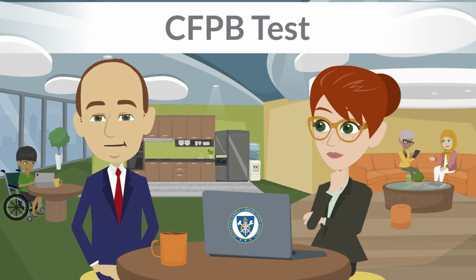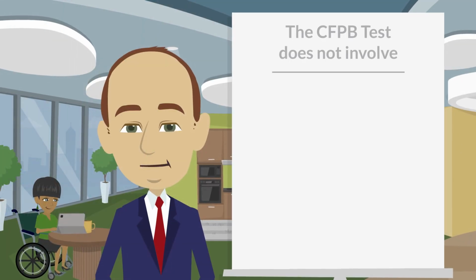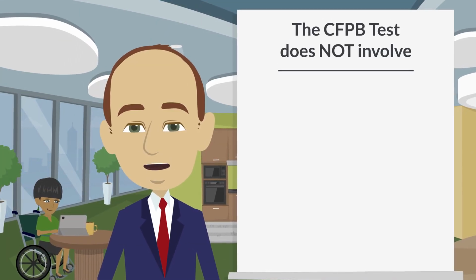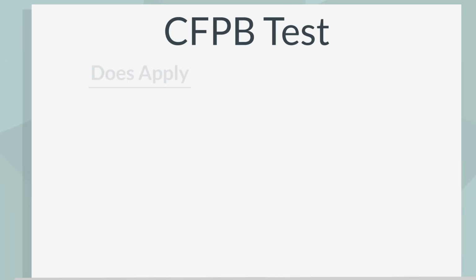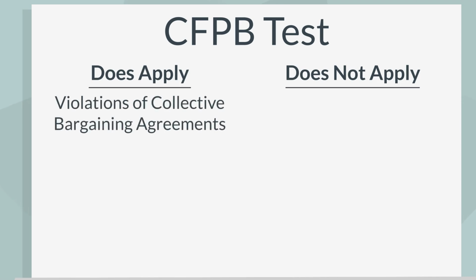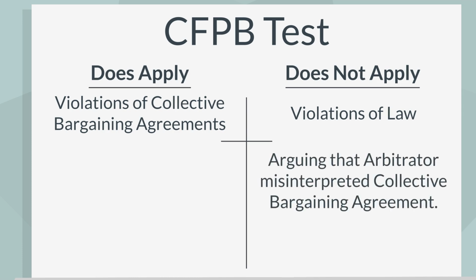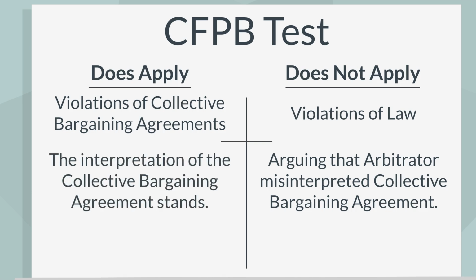So, let's dig into the CFPB test. You can read the four-part test in 73 FLRA 670. Before we get into the test, let's talk about a few things the test does not involve. First, the CFPB test applies only where arbitrators find violations of collective bargaining agreements, not where arbitrators find violations of law. Second, the CFPB test does not examine whether the arbitrator was wrong in determining what the collective bargaining agreement means. Instead, the test assumes the arbitrator correctly interpreted the agreement.